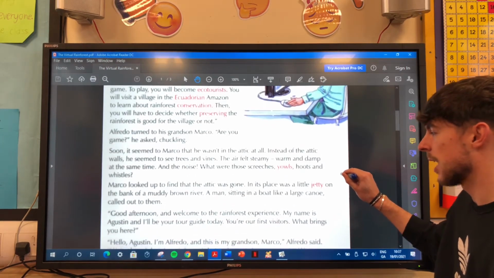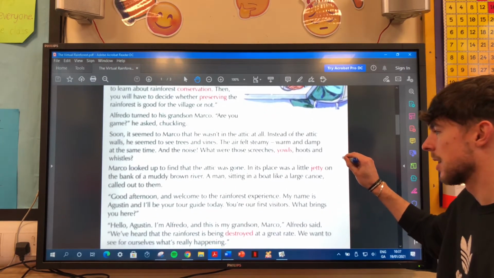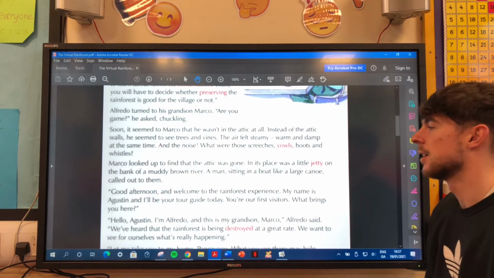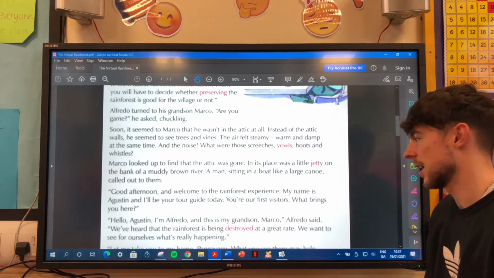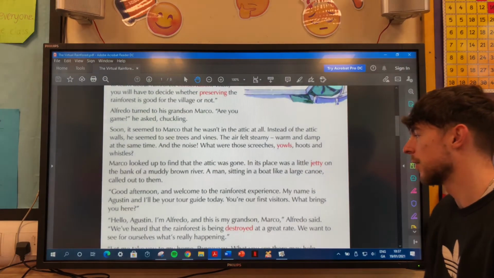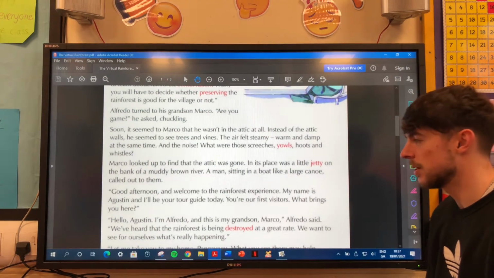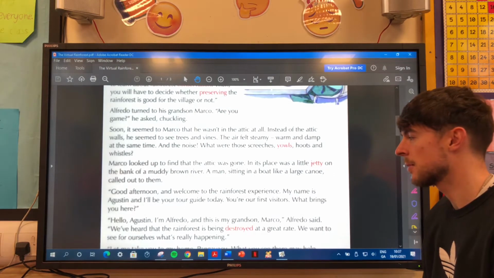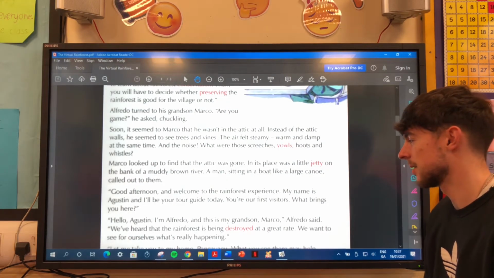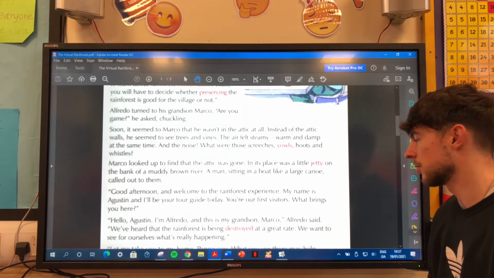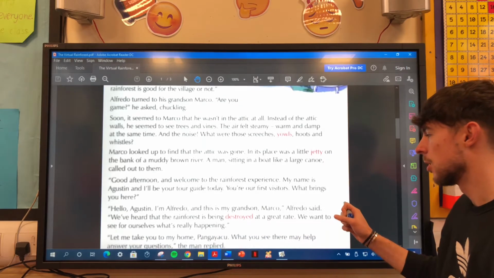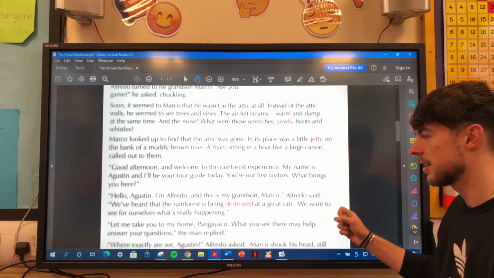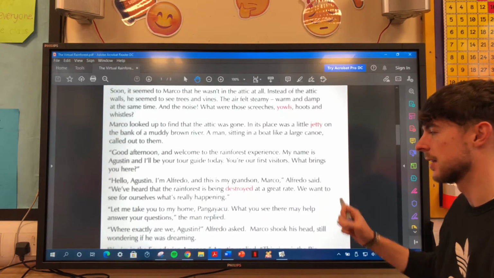Good afternoon and welcome to the Rainforest Experience. My name is Augustine and I'll be your tour guide today. You are our first visitors. What brings you here? Hello, Augustine. I'm Alfredo and this is my grandson Marco, Alfredo said. We've heard that the rainforest is being destroyed at a great rate. We want to see for ourselves what's really happening.